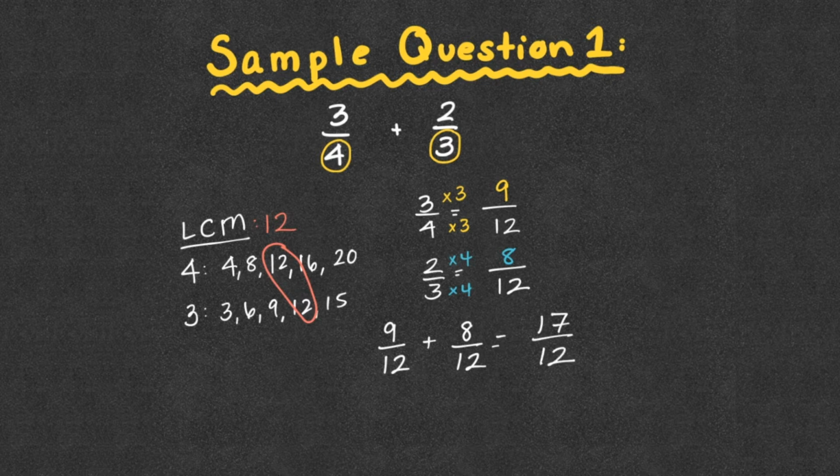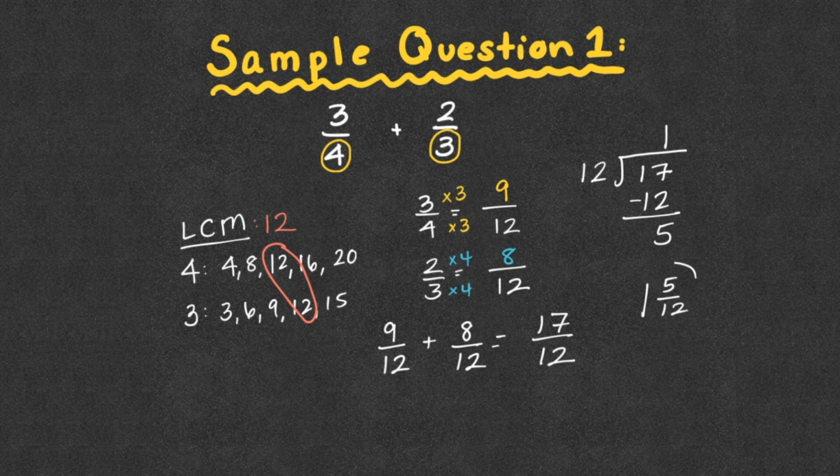17/12. Now that I have 17/12, I know that this is an improper fraction, so I'm going to turn this back into a mixed number. So I'm going to take 17 divided by 12 is 1. 1 times 12 is 12. Subtract, we get 5. We get 1 and 5/12.